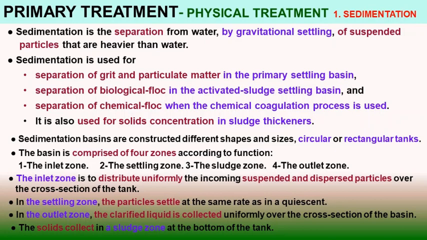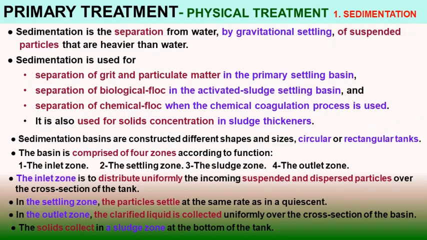Now there is some physical treatment also, that is sedimentation. Sedimentation is separation from water by gravity settling of suspended particles which are heavier than the water. Sedimentation is used for separation of particulate matter in the primary settling basin, separation of flock in the activated sludge settling machine, separation of chemical flock when the chemical coagulation process is used, and it is also used for solid concentration in sludge thickeners.